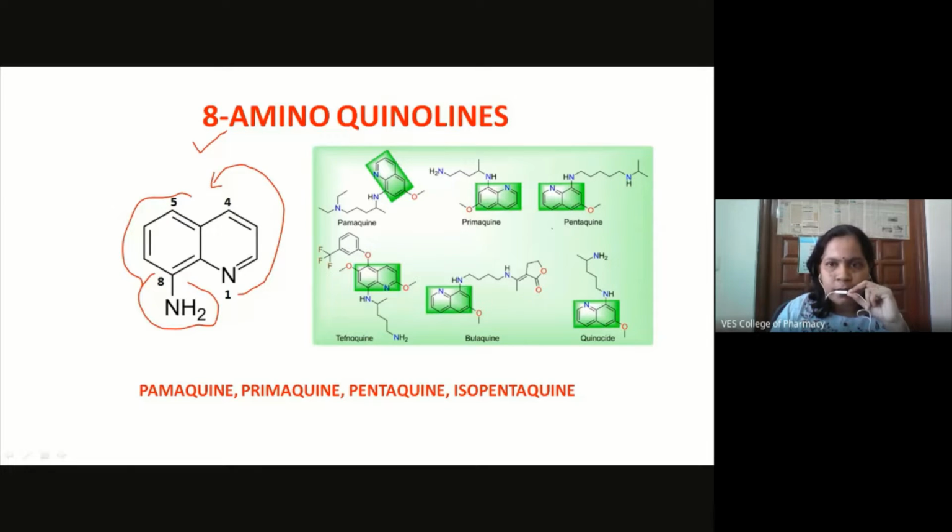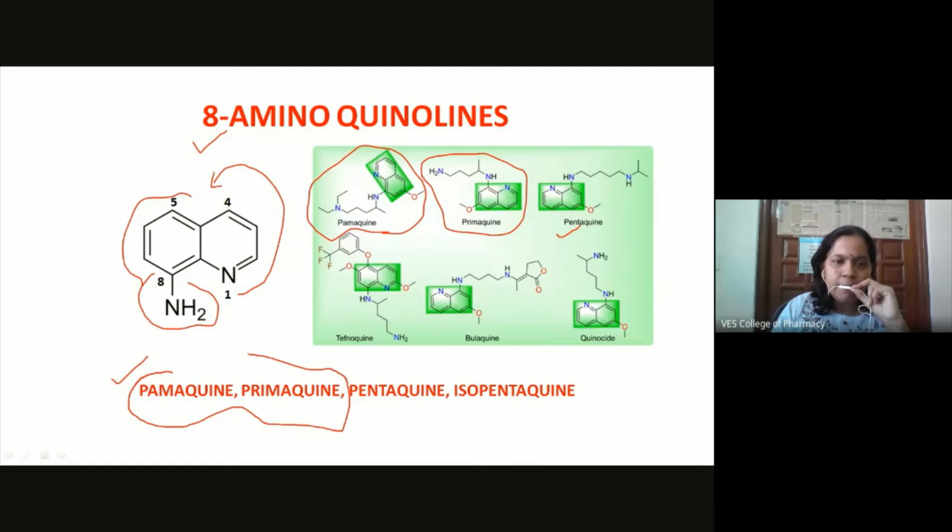Now here is an array of structures of the antimalarial drugs which belong to the 8-aminoquinolines class. The first member of this class was Pamaquine, but because of the different issues associated with Pamaquine, now in the market or in the clinic, it is only Primaquine which is used as an antimalarial agent. The other drugs are there, Pentaquine, Tafenoquine, Bulaquine, Quinocide. These are the newer analogs. But traditionally it was Pamaquine, Primaquine, Pentaquine, and Isopentaquine. Tafenoquine, Bulaquine, and Quinocide are the newer analogs. Now in our syllabus, we are going to focus only on Pamaquine and Primaquine.